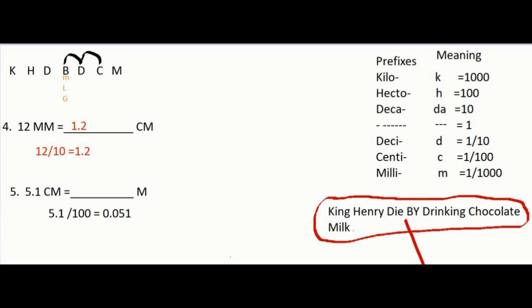So it's going to be 5.1 divided by 100, and this is 0.051. Therefore, our answer is 0.051 meters. Alright, so this is our answer, and this brings us to the end.